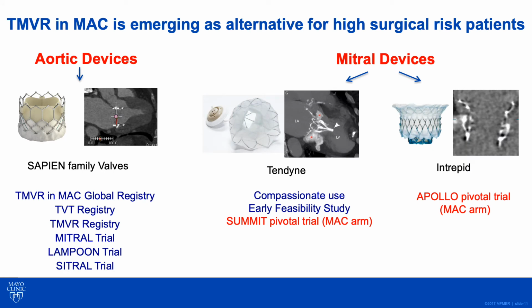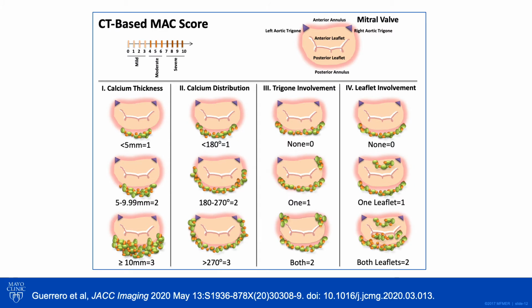As you know, there are now other devices that are being used to treat patients with mitral annular calcification. Those devices are designed for the mitral valve and have anchoring capabilities which are absent in the Sapien family of valves. So for some patients, a treatment of valve-in-MAC with a Sapien family valve would be adequate, but for some, it may not be adequate. So we decided to design a CT-based MAC score that could help us predict embolization of a Sapien valve in MAC. So we looked at 4 features.